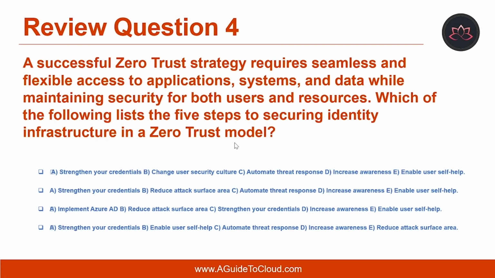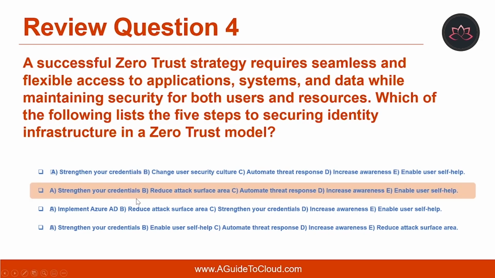Let's look at question number 4. A successful zero trust strategy requires seamless and flexible access to applications, systems, and data while maintaining security for both users and resources. Which of the following lists the 5 steps to securing identity infrastructure in a zero trust model? The right answer is strengthen your credentials, reduce attack surface area, automate threat response, increase awareness, and enable user self-help.